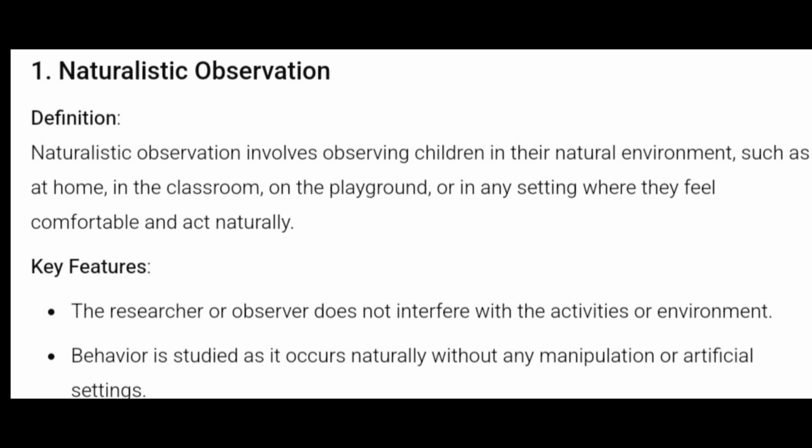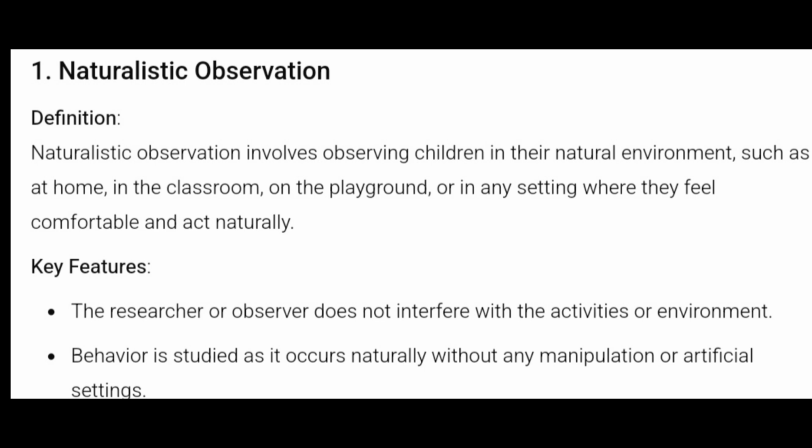As I told you, these are the methods by which you study the child. So naturalistic observation is a type of observation in which you study the child in the natural setting. The natural setting can be at home, in the classroom, in the school, or in the playground. But you should make sure that you are not making the child uncomfortable. You have to make sure that the child is comfortable and the child is acting naturally.